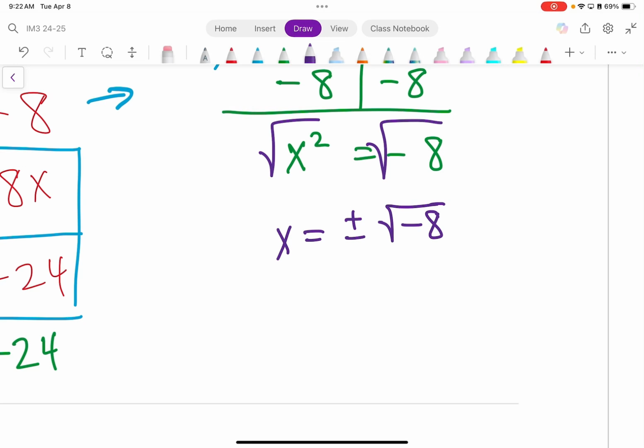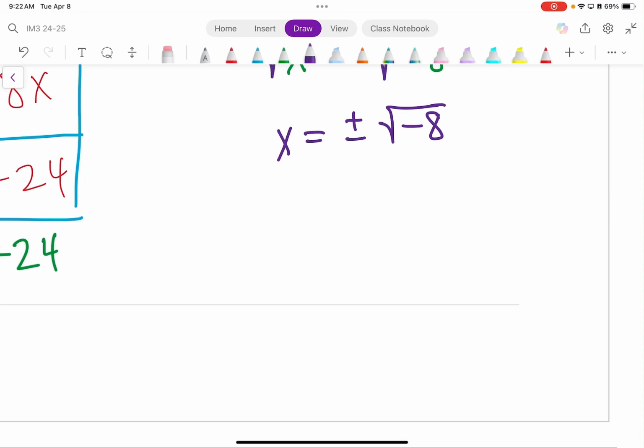And if this were any other class that is not IM3, we'd probably stop there. But this is IM3, and we've shown you in 701 how to simplify radicals. So we must simplify the square root of negative 8. Let's begin by addressing the initial problem with negative 8. We can't take the square root of a negative. We have to take the negative out. So we're going to go ahead and factor this out. We'll take out the negative 1, and that'll leave us with positive 8.